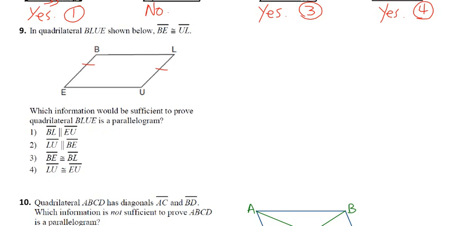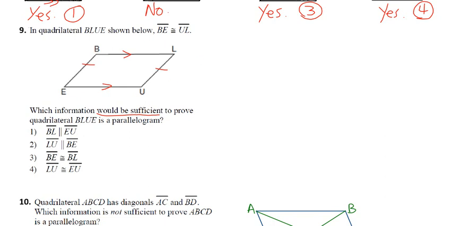So we want to find which one is sufficient. Given the information that we have, which one of these 4 would be sufficient to show that this quadrilateral is a parallelogram? So let's look at our options. Option number 1 says BL parallel to EU. So BL parallel to EU. And that's what we have right now.